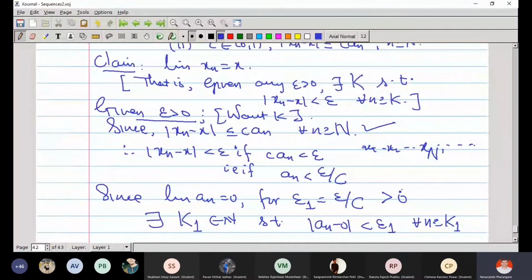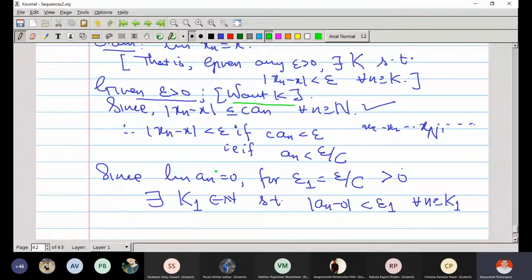What k should I select? What value of k should I select? I wanted to find k. What should be the value of k? K1 itself. But see, it is possible, no doubt. After k1, an is less than epsilon by c.